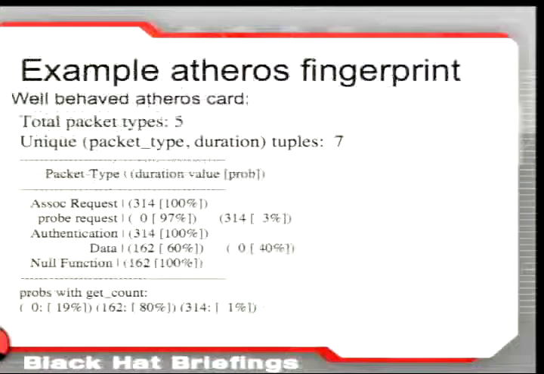Okay, so now I'm going to just show you guys what's in a sample fingerprint file. This example comes from an Atheros card, and in my opinion, Atheros cards are well behaved because they don't do anything crazy. You just see here, the 314 value next to association request is just duration value 314, which shows up 100% of the time in association requests. And in the probe requests, it's 0 97% of the time and 314 3% of the time.